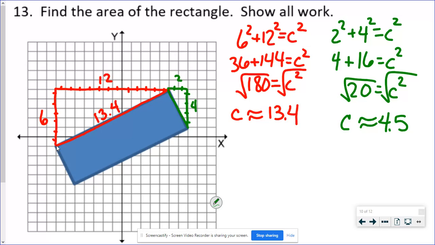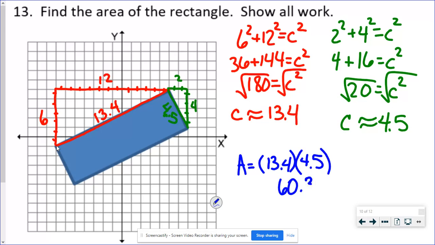Now, that's all great, but we're not done, right? What I really need here is the area of the rectangle. And the area of the rectangle is going to be the base times the height, or the length times the width. So I would need to take that 13.4 and multiply it by the 4.5. When I multiply those, I get 60.3. Remember, each of these was in units, but area will be square units.